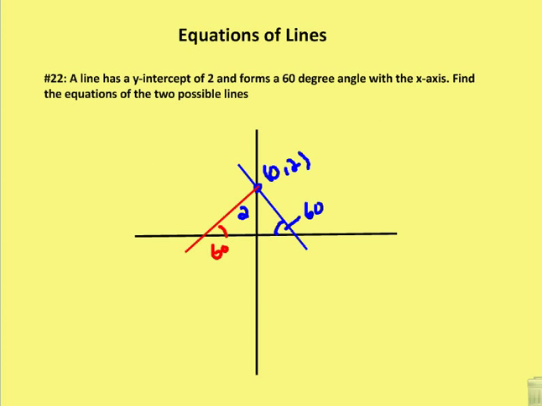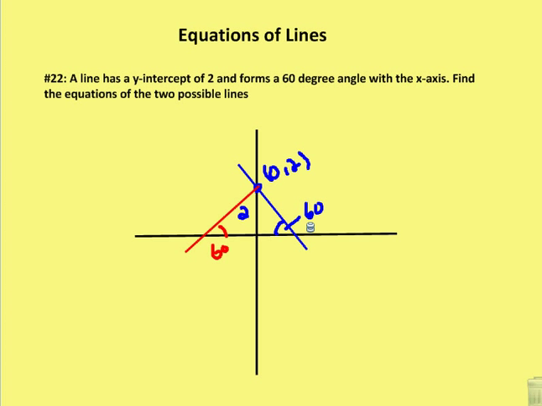In the next problem, we have a line that has a y-intercept of 2 and forms a 60-degree angle with the x-axis. And we want to find the equation of the two possible lines. So in this case, we have a 60-degree angle with a blue line with a y-intercept of 2. In the second case, we have a 60-degree angle with a y-intercept of 2. The blue line is going to have a negative slope, and the red line is going to have a positive slope.